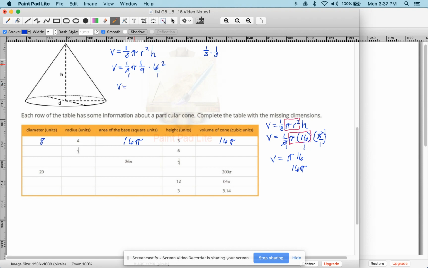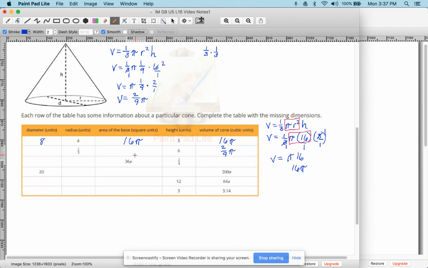So if I can see what I've got here, I've got 1 times pi, so I've got pi times 1/9 times 2, or 2/1. If I clean this up again, I've got 1 times 2 is 2, 9 times 1 is 9. 2/9 pi is my volume. So let's go over here. 2/9 pi is my volume.